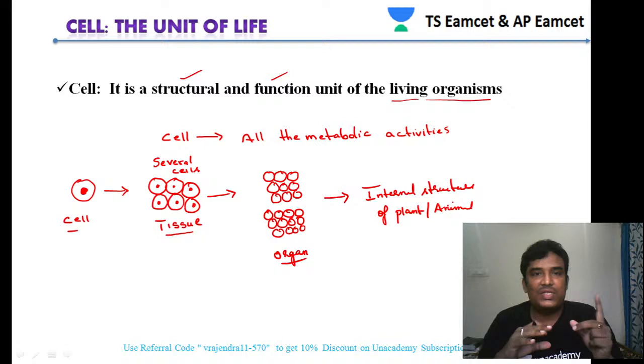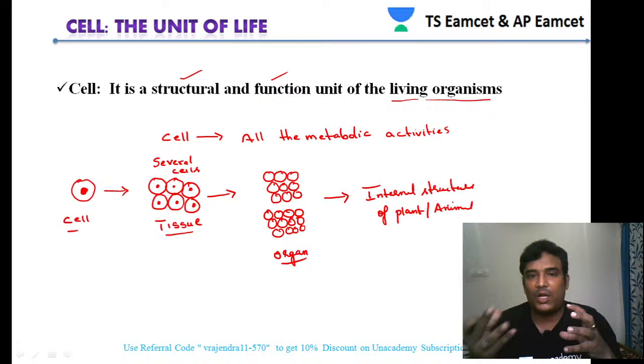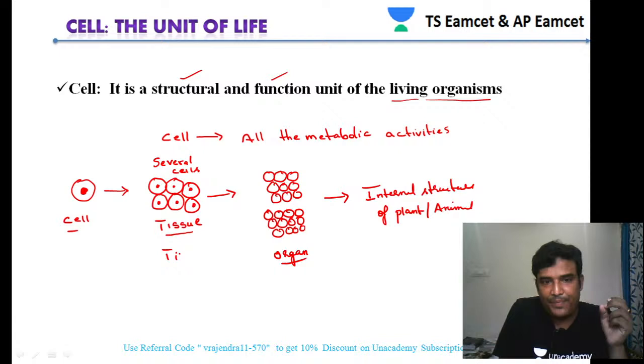A single cell undergoes metabolic activities. When several cells associate with each other, they form one tissue, and several tissues together form one organ. When several cells together form a tissue, such type of organization is called the tissue grade organization.